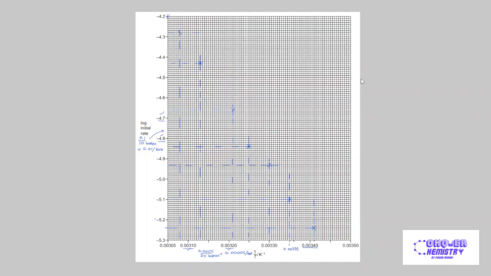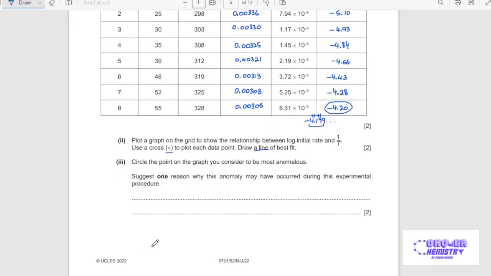All right. So it's going to become tedious watching me plot all these points. So I'm going to be right back after plotting all the points. All right, so now I've plotted all the points and it's time to draw the line of best fit. Now, according to the instructions, it says you have to draw a line of best fit, all right?